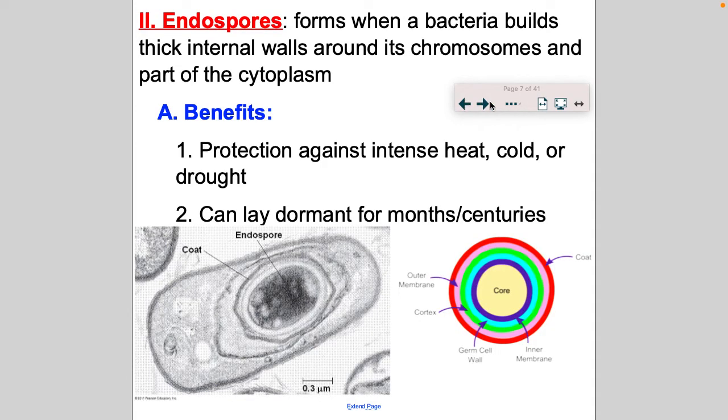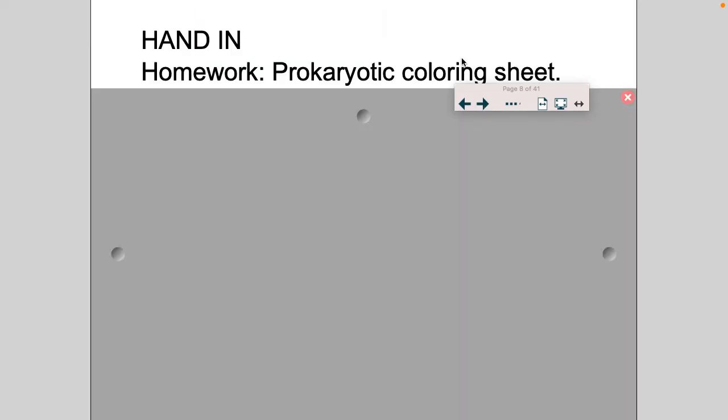So that does it for 7.1 bacteria notes. Your assignment is a prokaryotic coloring sheet. All the answers can be found on that assignment, and then you have to make sure you color the prokaryotic cell. In that last paragraph, it tells you how to color it.